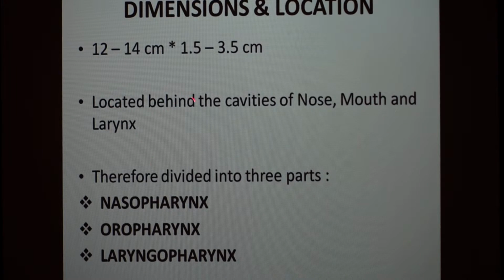It is located behind the cavities of nose, mouth and larynx. Therefore, it can be divided into three parts: nasopharynx, oropharynx and laryngopharynx. So, the part which is behind the nose, it is the nasopharynx. The part situated behind the oral cavity, it is the oropharynx, and the part lying behind the larynx, it is the laryngopharynx.